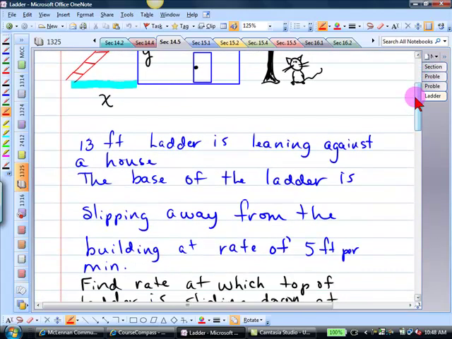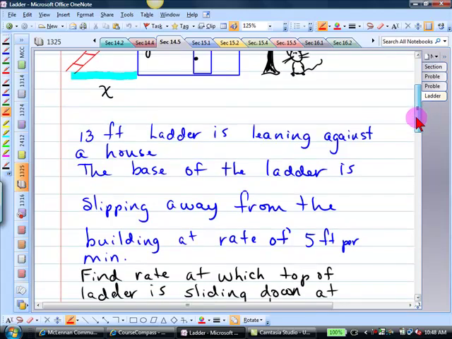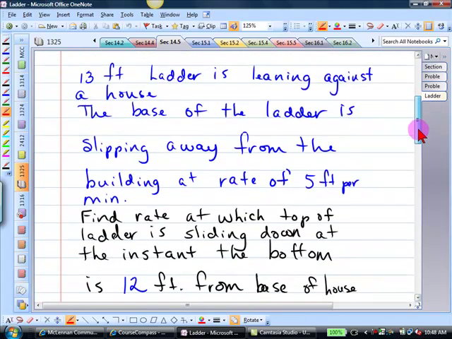All right, a 13-foot ladder is leaning against a house. So that's important, that the ladder's 13 feet long. The base of the ladder is slipping away from the building, so the ladder's doing this and the bottom is slipping away at a rate of 5 feet per minute. Hope nobody's up there on the ladder. Find the rate at which the top of the ladder is sliding down at the very instant that the bottom is 12 feet from the base of the house.